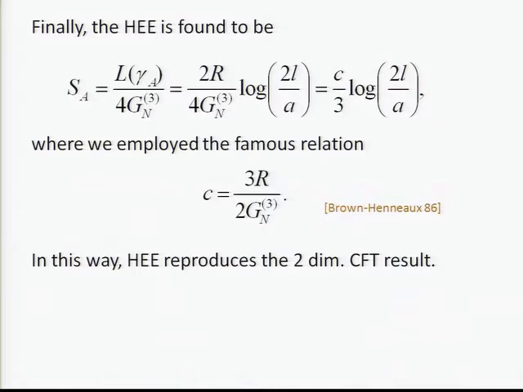Then c over 3 is reproduced. This exactly agrees with what we explained yesterday. It's the two-dimensional conformal field theory result. c over 3 is the typical coefficient of the logarithm of the length scale, so this appears. And this also reproduces the area law logarithmic term.